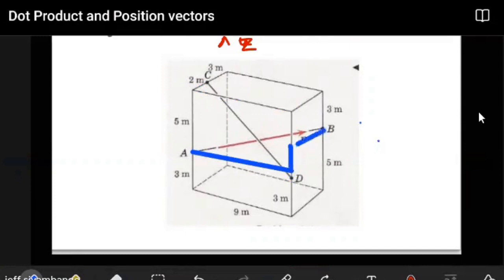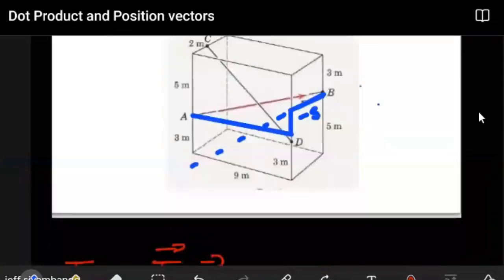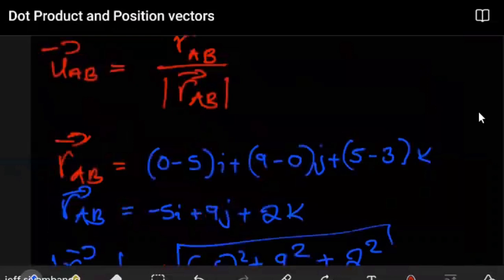This one now, it's going in the opposite to the x. The x would have been like this. Now we're going in the other direction. So this is negative 5. This is up, positive 2, and this is positive 9. So you have negative 5, positive 9, positive 2, which is exactly what we had. So this is fine.